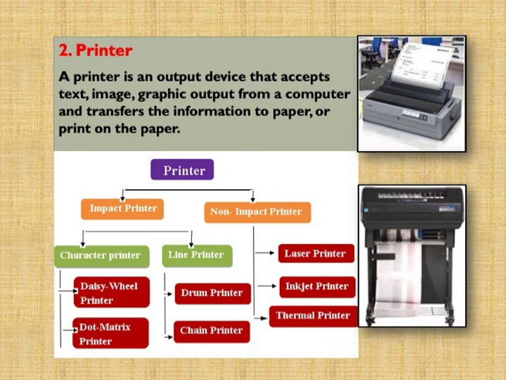The next type of output device is a printer. A printer is also called a hard copy output device, which helps us to get hard copy output, that is, an output on paper.